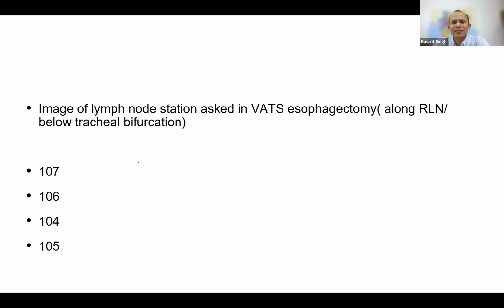I don't know what the question exactly was. I don't know whether they are asking about the below bifurcation lymph node or along the recurrent laryngeal nerve. Okay. So just remember, 106 is your RLN and 107 is your subcarinal lymph node.